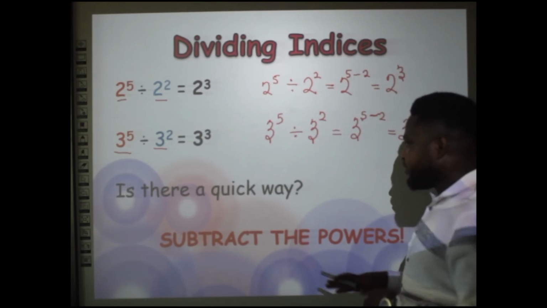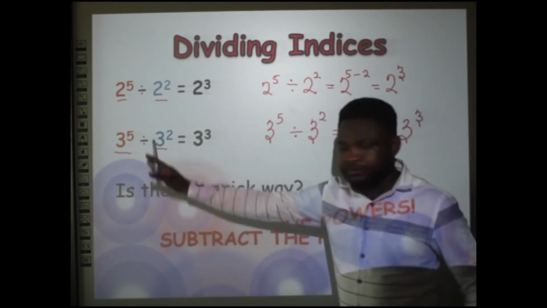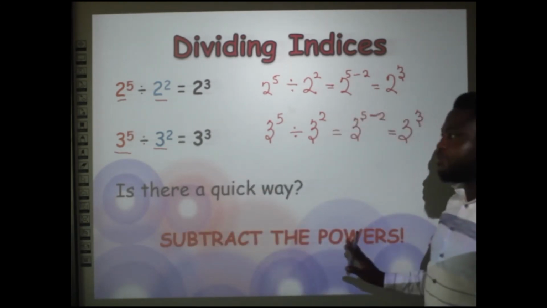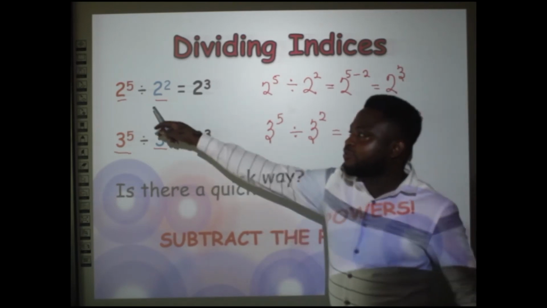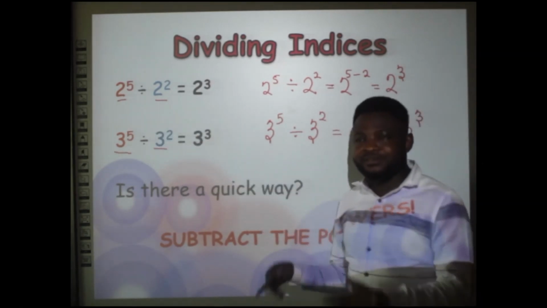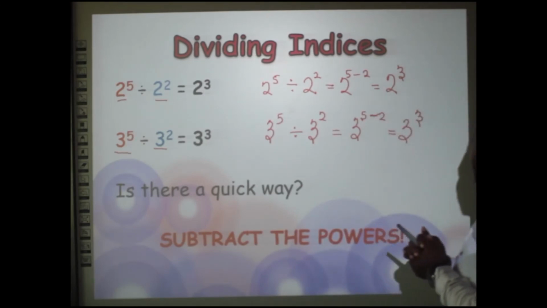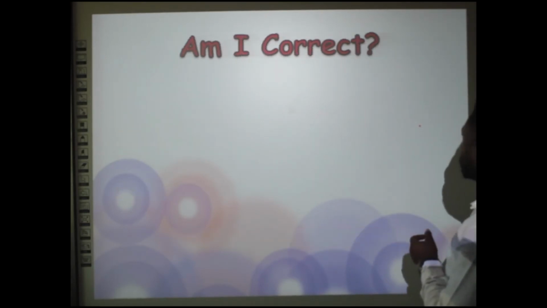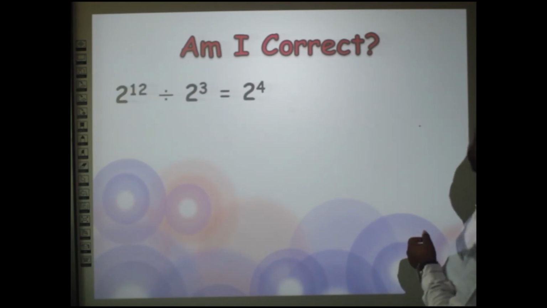So remember, when you have division as the operation, you have to subtract the powers. If the operation was multiplication, you add the powers. That's just the inverse. So now let's move to the next slide. Now let's look at this.